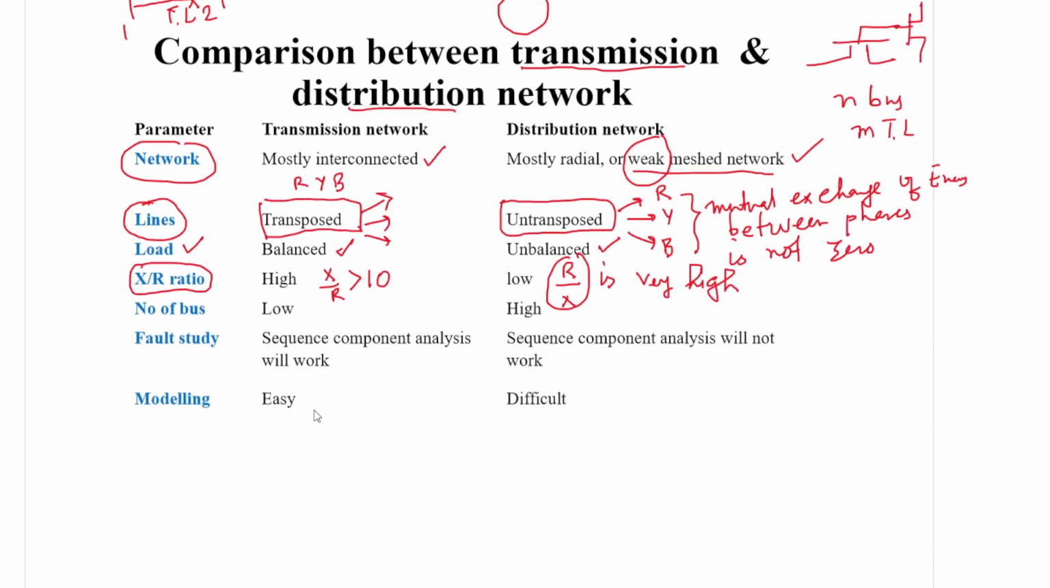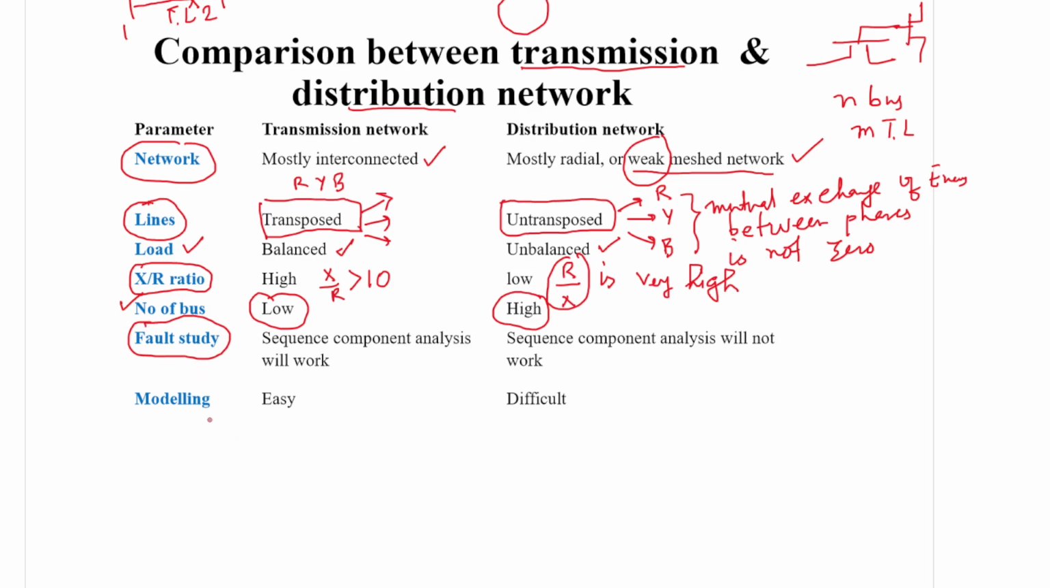Now, if you compare with respect to the number of buses, for a transmission network the number of buses is low. However, for a big distribution network, the number of buses is extremely high. That is another difference. Now, another important factor is fault. Fault is a natural phenomenon that occurs anytime in a power system.